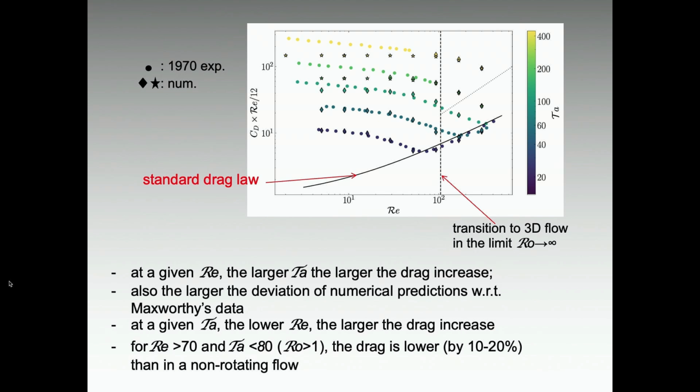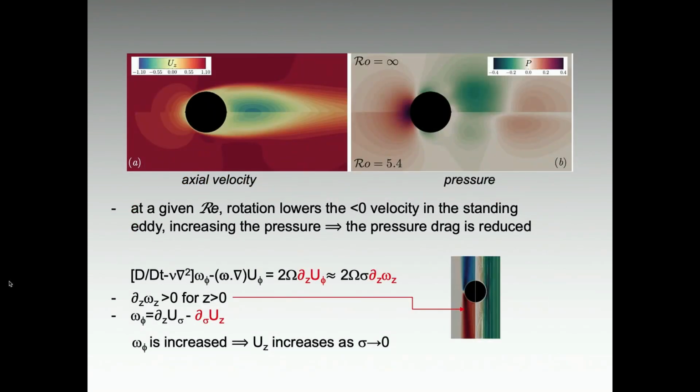And the last thing is that you may notice that in this regime, that is in the right corner of the graph, it seems that the drag is somewhat smaller than the standard drag. And actually, this is not an artifact, because if you look at the pressure field around the sphere in a non-rotating fluid and compare it with what happens in, let's say, a moderately rotating fluid, you see that the pressure is somewhat larger in the rotating case. And the pressure being somewhat larger at the back of the sphere means that the pressure drag is smaller, and the pressure drag being smaller, so is the total drag.